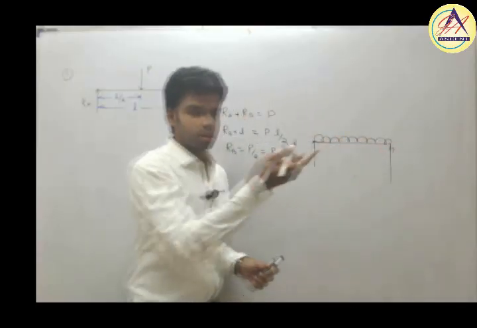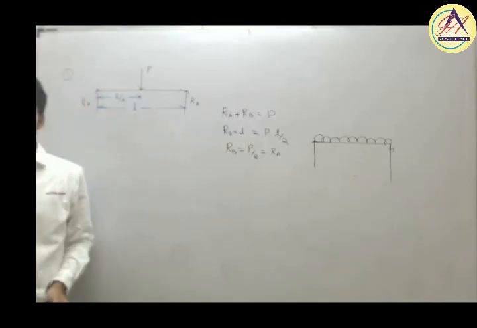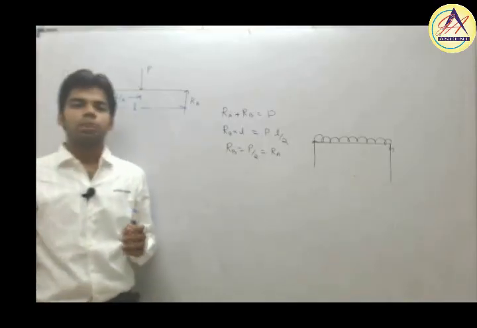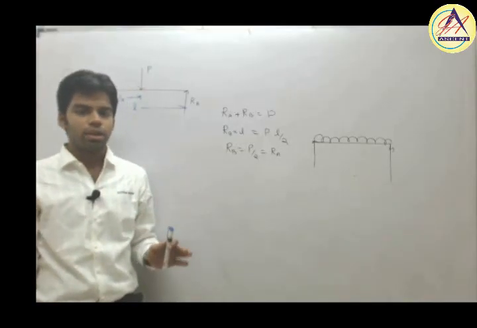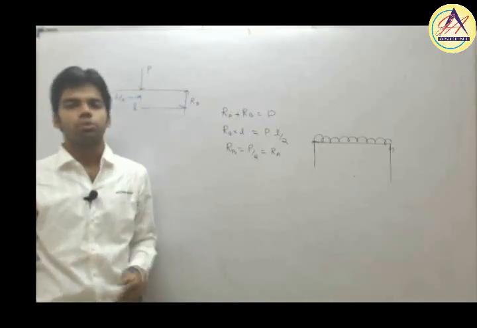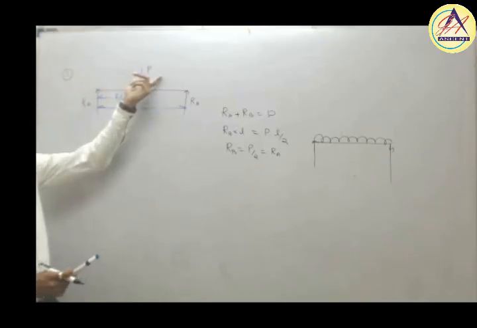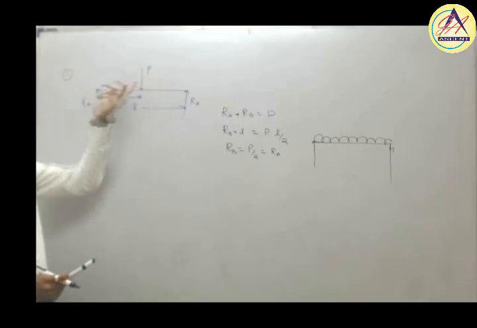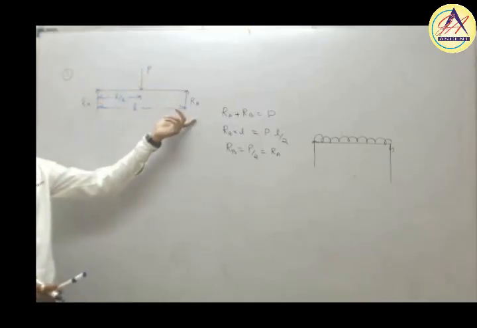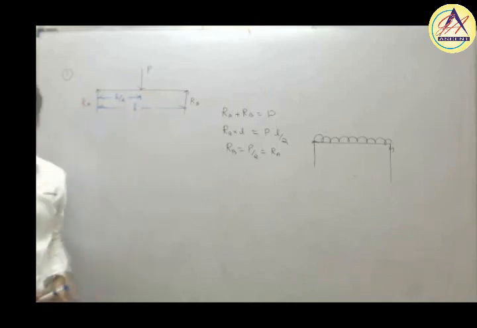This is also symmetrical loading. Whenever you have symmetrical loading, both the reactions will be equal, and each will be equal to half of the total load. Here the total load is P, so both the reactions will be equal: Ra will be equal to Rb, and that will be equal to P by 2.